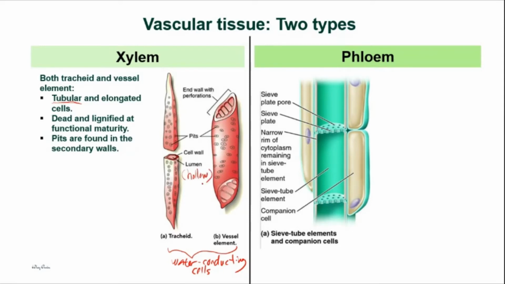That is, in the middle there is a lumen. Hollow tube. So whenever we see cells with a lumen, we know that they are dead cells at functional maturity. Dead cells at functional maturity always correlate with the presence of a lignified cell wall. If it is a lignified cell wall, the cell wall must be a secondary cell wall.